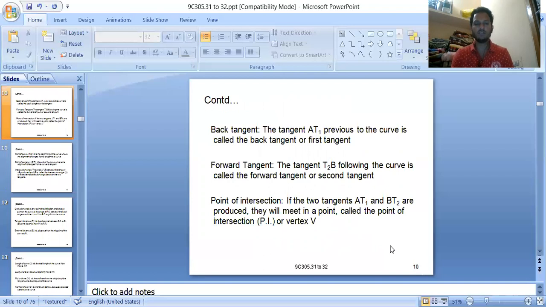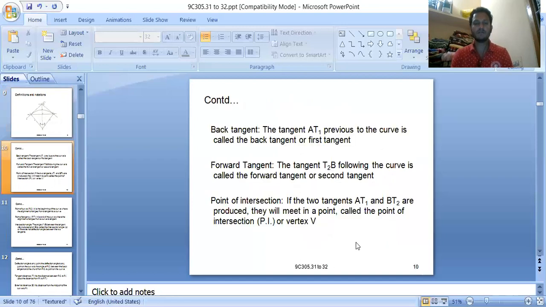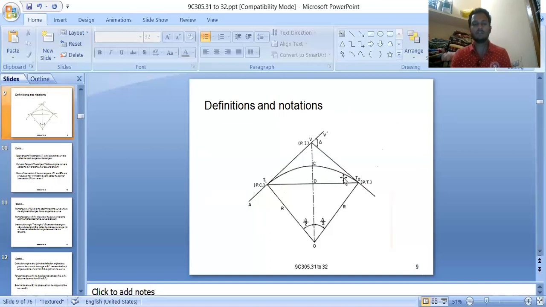The first one is the back tangent. The tangent at T1 is called the back tangent. Or we can say that the tangent AT1 previous to the curve is called the back tangent or first tangent. In the diagram, this line indicates the back tangent. Next, the forward tangent. The tangent at T2, or tangent T2B following the curve, is called the forward tangent or second tangent. In this diagram, this line indicates the forward tangent.